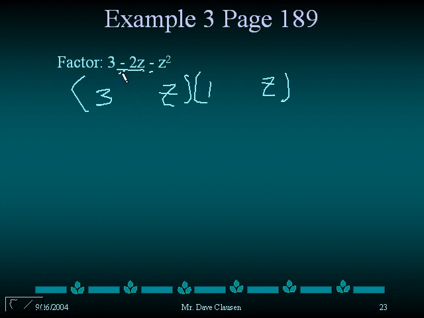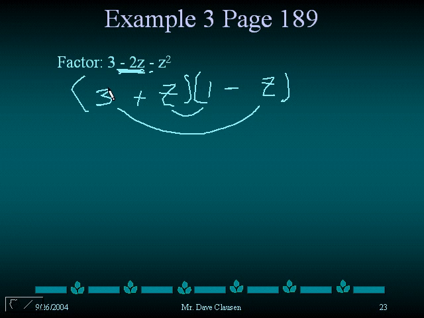Now, we want a negative 2z. So when we check the outsides and the insides to multiply together, we want to end up with a negative. And the 3 needs to be the negative, so that needs to be negative 3z. And then we need to have plus 1z if we want to get the negative 2z from the outside and inside.